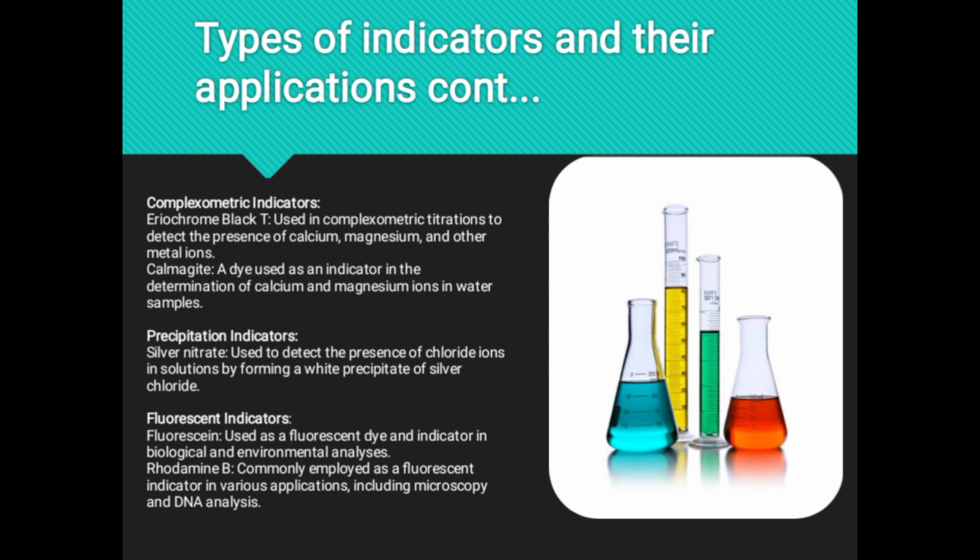Fluorescent indicators. An example is fluorescein. Fluorescein is used as a fluorescent dye and also an indicator in biological and environmental analysis. Rhodamine B is also an example of a fluorescent indicator. It is used in various analytical processes such as microscopy and DNA analysis.